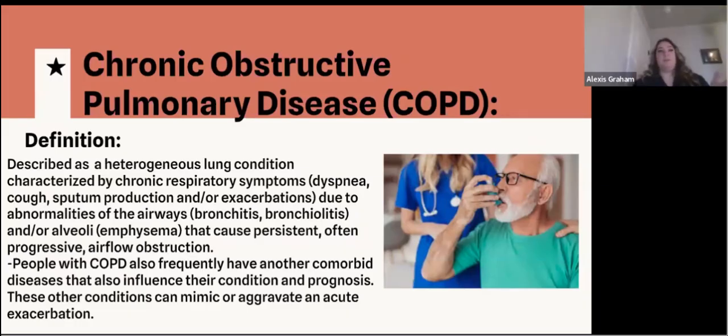So COPD, also known as chronic obstructive pulmonary disease, is described as a heterogeneous lung condition characterized by chronic respiratory symptoms such as dyspnea, cough, sputum production, and/or exacerbations due to abnormalities of the airways, like bronchitis or bronchiolitis, and/or alveoli, which would be emphysema, that can cause persistent and often progressive airflow obstructions. People with COPD also frequently have other comorbid diseases that also influence their condition and prognosis. These other conditions can mimic or aggravate an acute exacerbation.